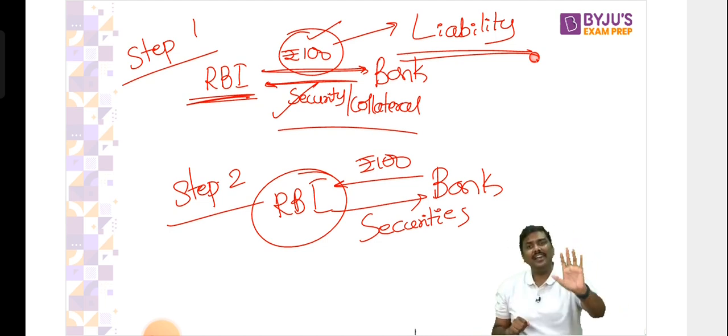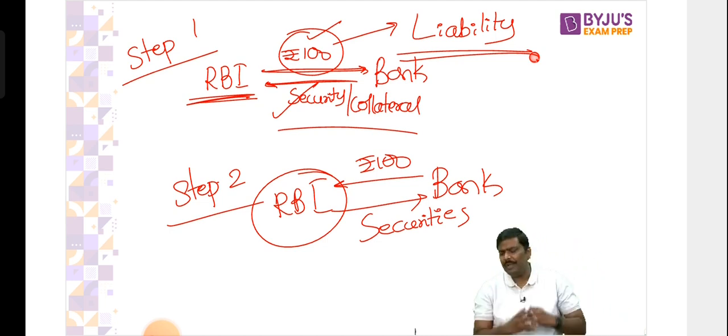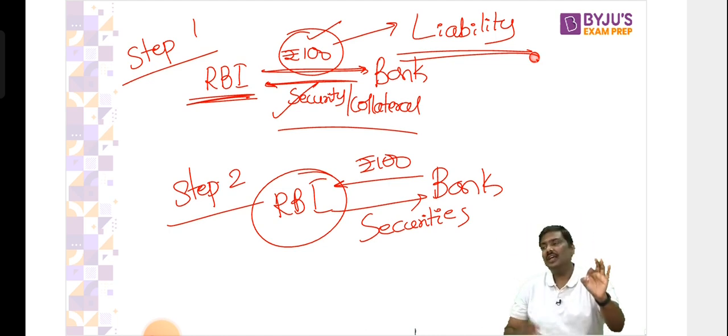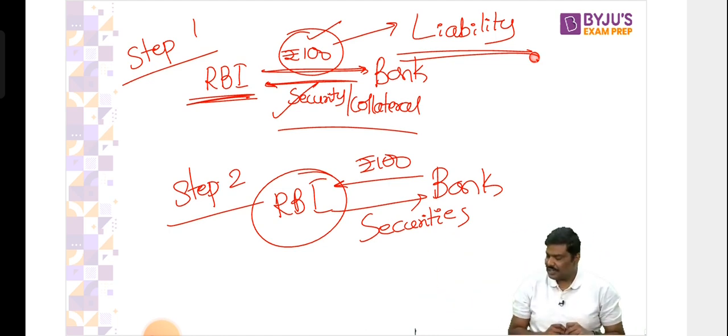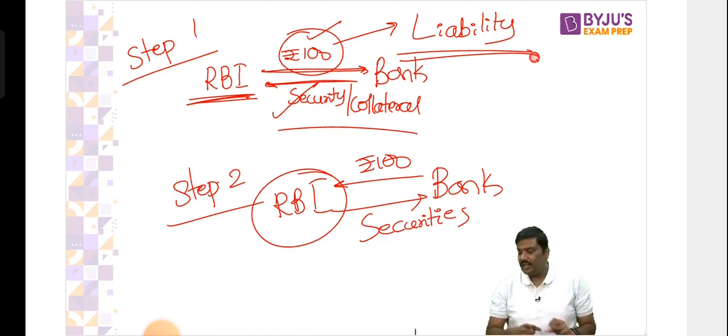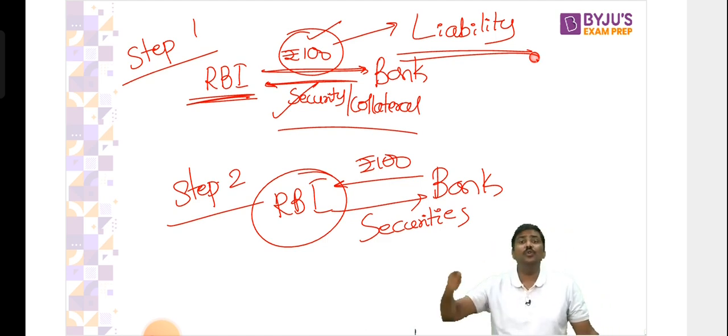If RBI has printed a 100 rupee note, you have it. What does it mean? It means you can use the 100 rupee to purchase 100 rupee worth of goods and services. Is it okay? The 100 rupee that you're having, you can use it to purchase 100 rupee worth of goods and services.